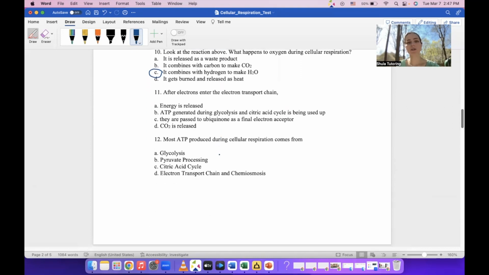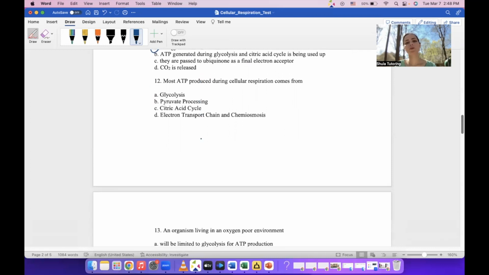Number 11, after electrons enter the electron transport chain, energy is released, right? That's true, because every time electrons go down one step in the electron transport chain, they go down in energy level, and that energy will be released. Choice B, ATP generated during glycolysis and citric acid cycle is being used up. That's not true. The electron transport chain doesn't use up energy, it generates energy. Ubiquinone is not a final electron acceptor, so choice C is not correct. CO2 is released. That's not true. CO2 is released during the citric acid cycle, not during the electron transport chain.